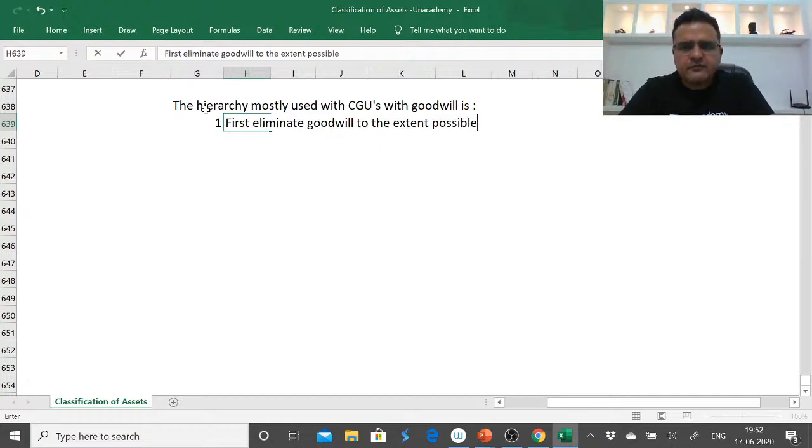From an exam point of view, some of the examinations may not test us to that level of specific asset. So if someone is reading this content directly for CGU impairment, they may encounter that it is first eliminated against goodwill to the extent possible, and second, charged to remaining assets on a pro rata basis. That's the normal impairment of a CGU.